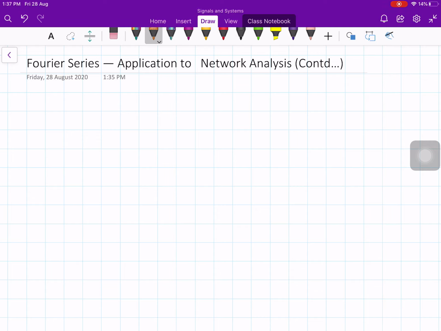Okay, so in the last lecture we took an example where the given signal was neither even nor odd. So in that case we can split it up into the even part and odd part of the given signal, and then we obtained the Fourier series. And this lecture is simply a continuation of the previous lecture. Sorry, let me consider the same signal.